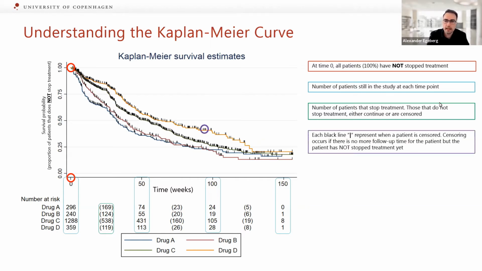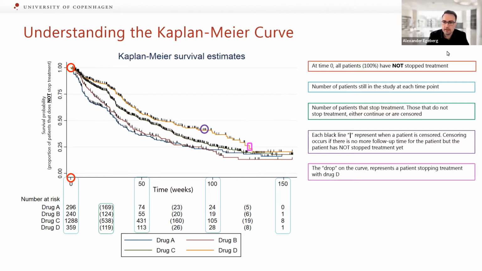If you look at the black lines, it is not always that these are shown in curves like this, but what they show is the patients who are censored. So of course, if we don't have more follow-up time, then they're not considered a failure, but we simply stop following them from that time point on.